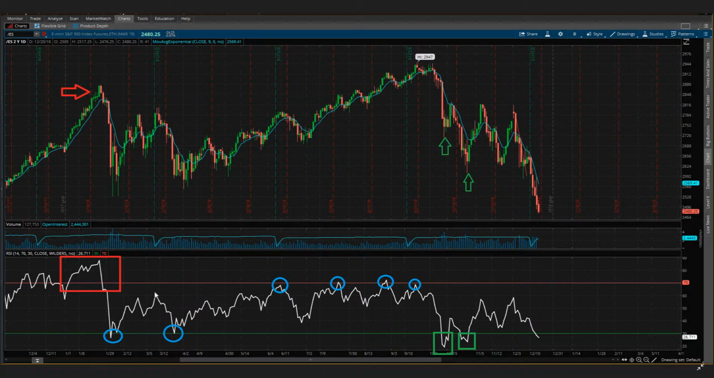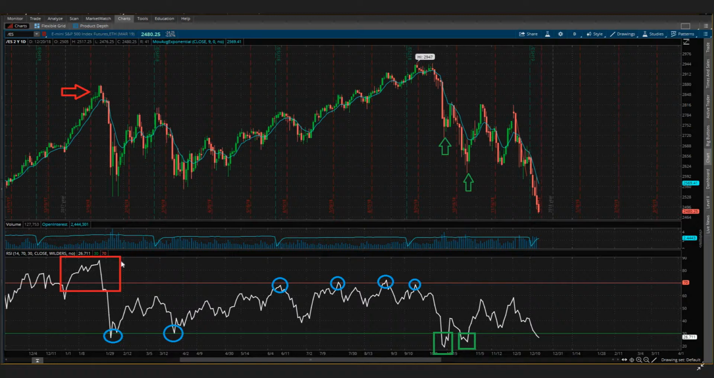The second thing that I'd like to point out on this chart of ES is the extremes for RSI. A lot of times what will happen with RSI is it'll become extremely overbought, like you can see here, or it'll become extremely oversold, like you can see here. Both of these are not by themselves buy indicators or sell indicators, but they're very strong signals that the current trend will be changing at some point.